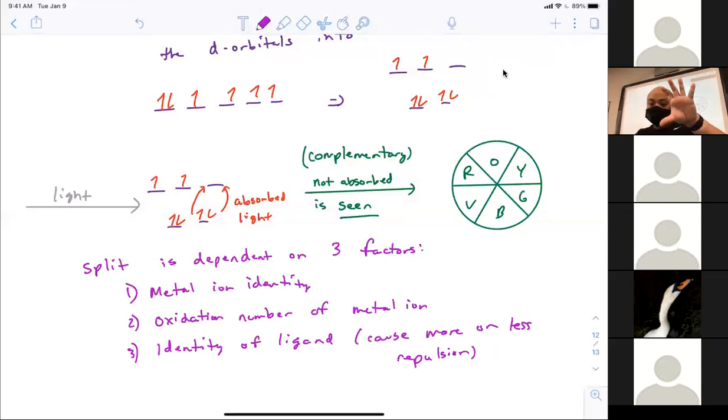meaning that the d sublevel splits further apart, which means it absorbs higher energy light, or it can get closer together and absorb lower energy light. Don't forget, red is the lowest energy light and violet is the highest in regards to energy. So if you're absorbing violet, that's the largest split between two d sublevels, and if you're absorbing red, it's the shortest split between two d sublevels.